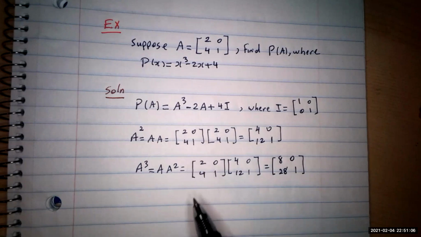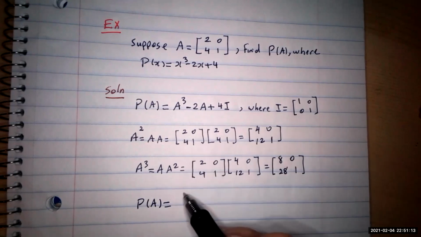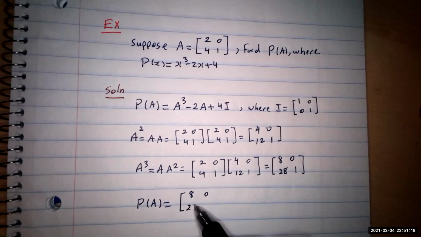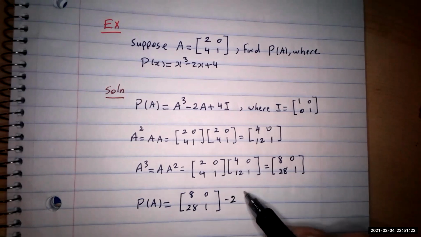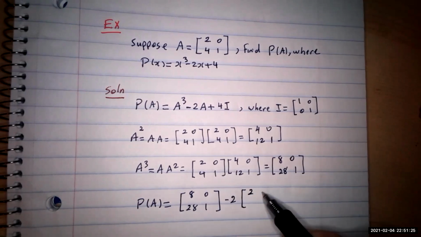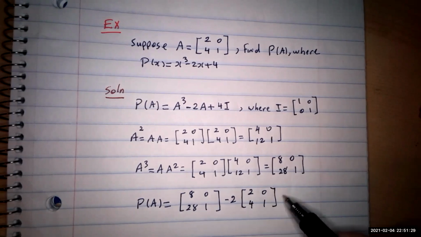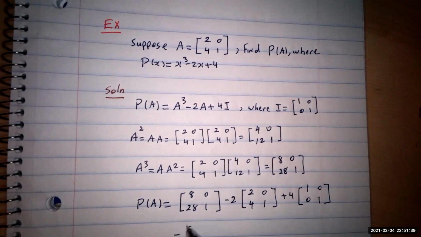Okay, go to the polynomial. So this is your P of A. P of A is equal to A cubed, which would be 8 0 28 1, minus 2A, 2 times the matrix A, which is 2 0 4 1, and plus 4I. The I is 1 0 0 1. So this is going to be the result.